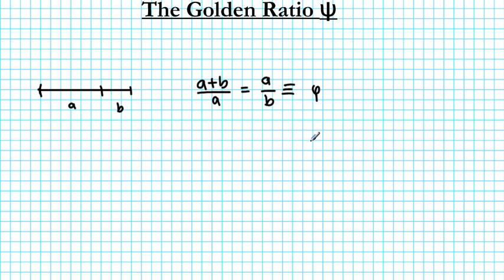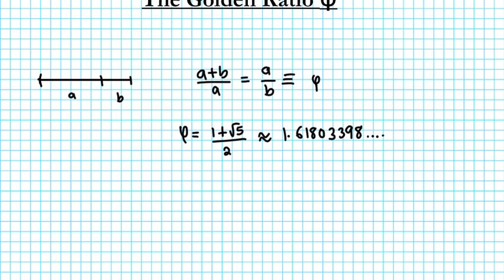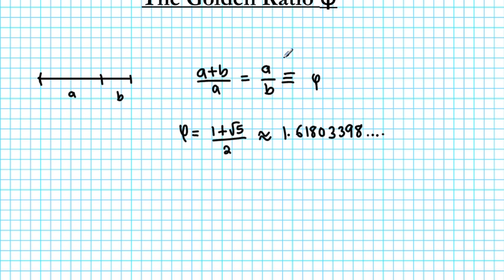phi. Phi has the irrational expression 1 plus root 5 over 2, which is approximately 1.61803398, and then it goes on and on. So it's an irrational number. This is the line segment form of the golden ratio.